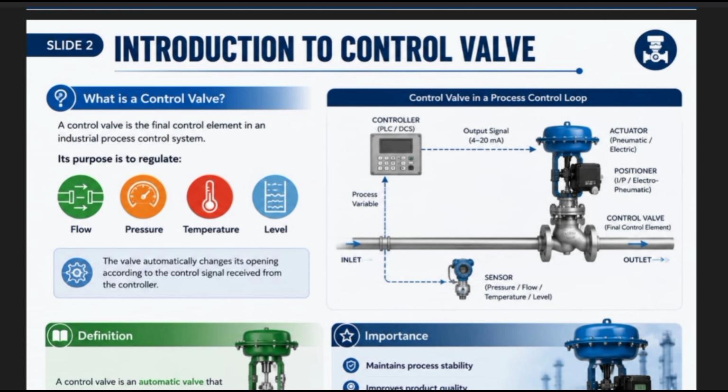So what is a control valve? A control valve is the final control element of an industrial process control system. Its purpose is to regulate flow, pressure, temperature, level, etc.